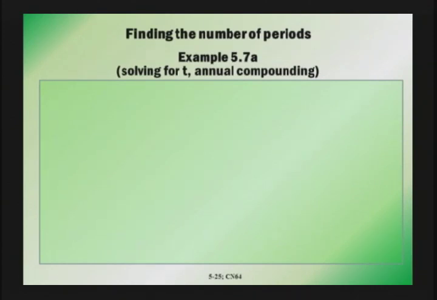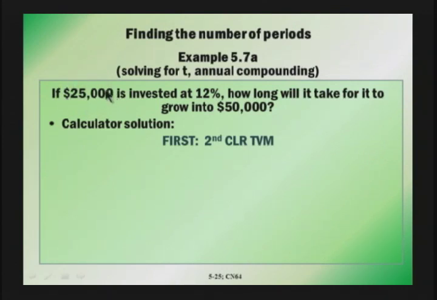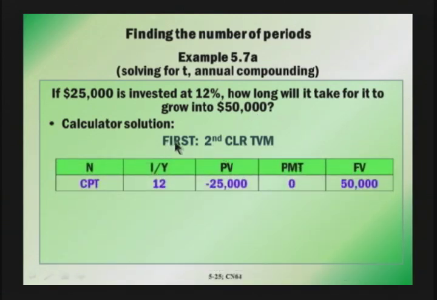Now in example 5.7, we're going to learn to use the calculator to find the number of periods, and it's straightforward on the financial calculator, I think. 25,000 is going to grow into 50,000. How long will that take if I'm earning a 12% annual rate? There's no mention of compounding frequency, so I assume it is annual. First, clear TVM, and then put in your 25,000 negative present value. It'll grow into a $50,000 future value, which will be positive because you'll receive the 50,000 and you have to pay out or invest the 25,000. It earns 12% per year. How many years will it take for that to happen?